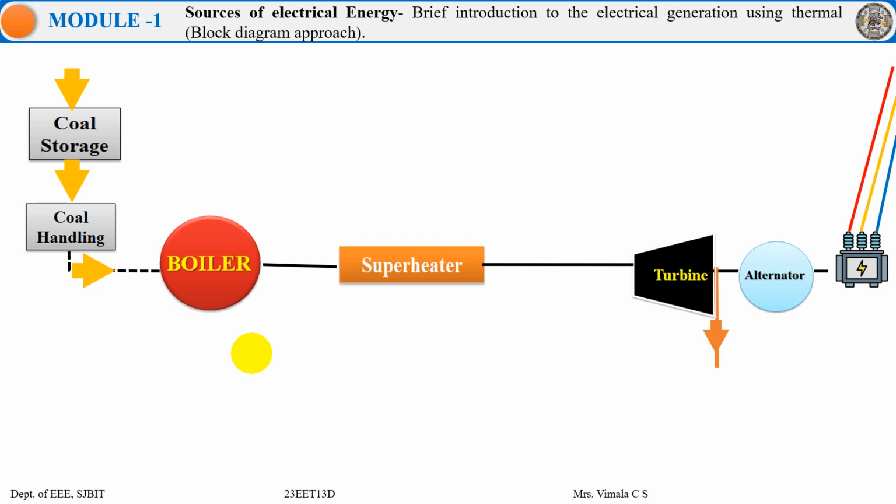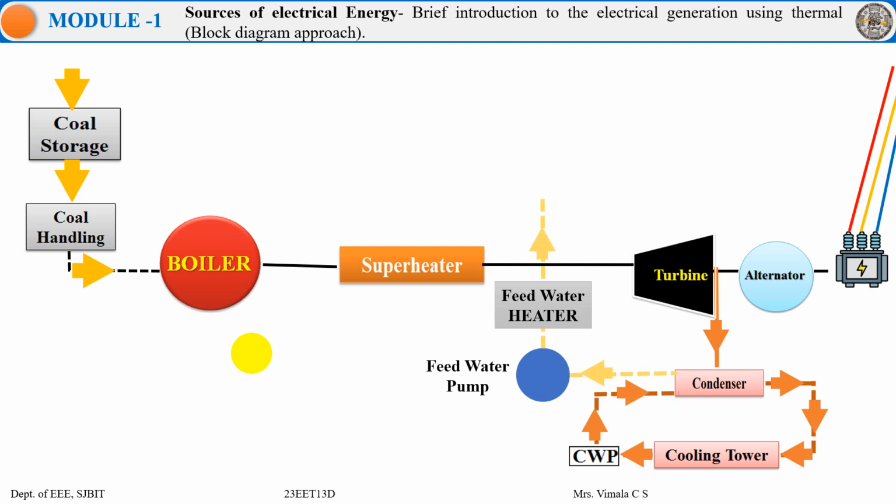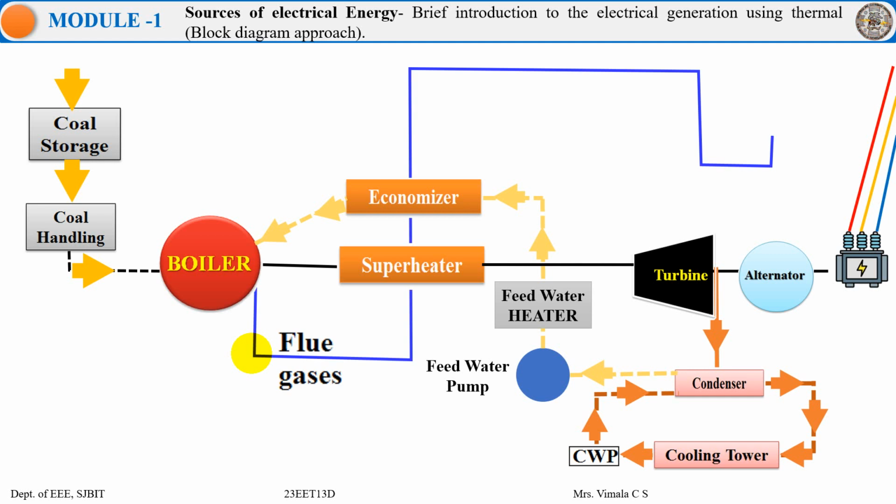From the turbine, the remaining steam is collected and given to the condenser to cool it, and then it is further given to the cooling tower to cool, and then it is given to the cooling water pump. So it is given back to the condenser and it is recycled and given to the feed water pump to feed the water into the boiler. We can give it to the water heater and economizer again to bring it to the required heat, and then given to the boiler where it can be reused again.